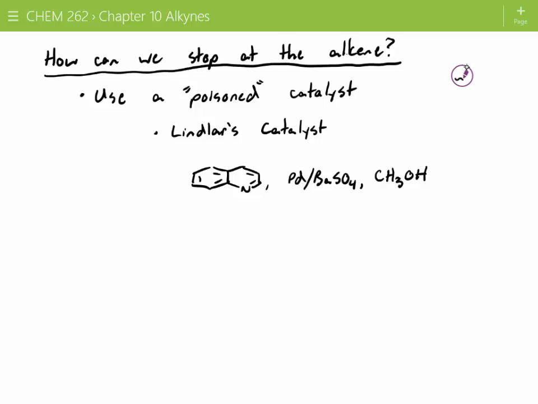The other one that's often used is called the P2 catalyst. The P2 catalyst is another poisoned catalyst. In this case, it's a nickel-boron complex. So it's 2 nickels and 1 boron.